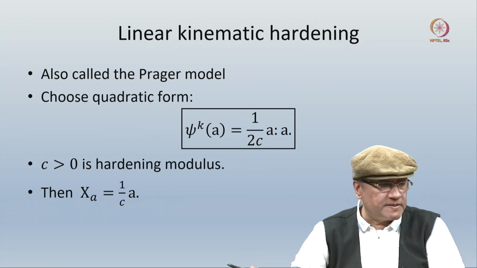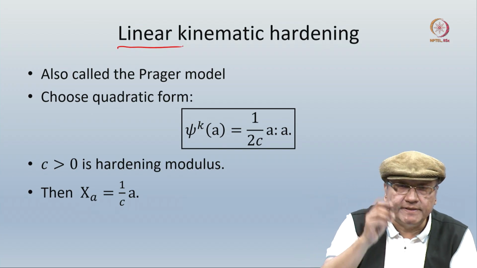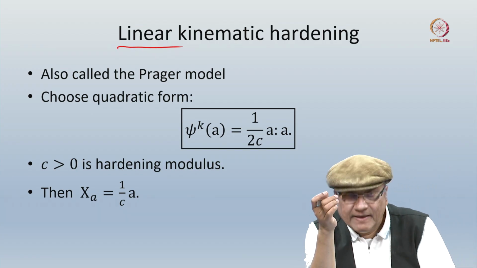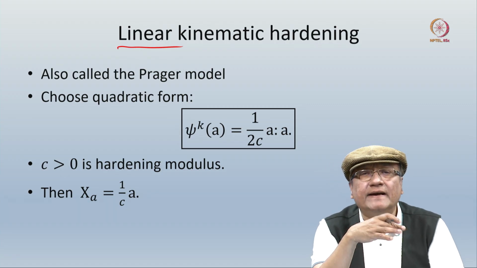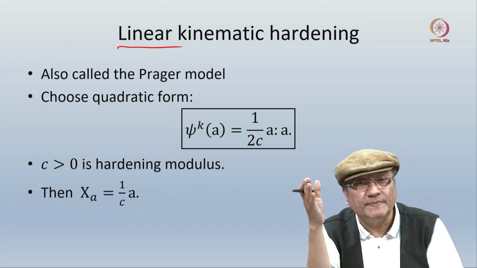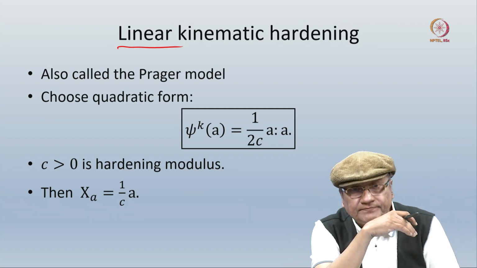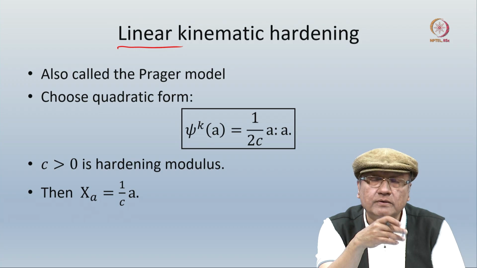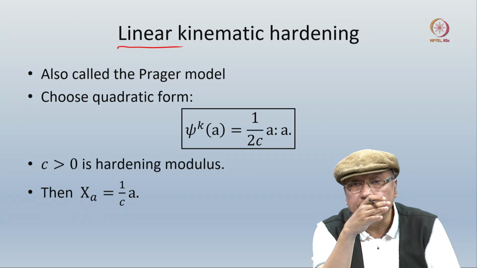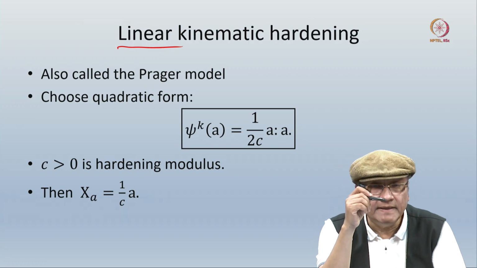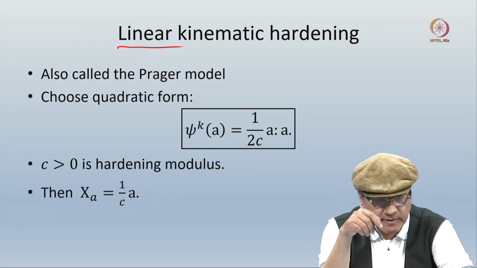Now, let us talk of some specific models for kinematic hardening. To start with, the linear kinematic hardening. Again, this has a problem. Any linear modeling has the difficulty that it does not care where you are in the stress space. It always goes on either increasing indefinitely or decreasing indefinitely. That problem will be there here too, as we had that problem in the isotropic hardening case, but then that can be addressed by introducing nonlinearity, as you will see later on.